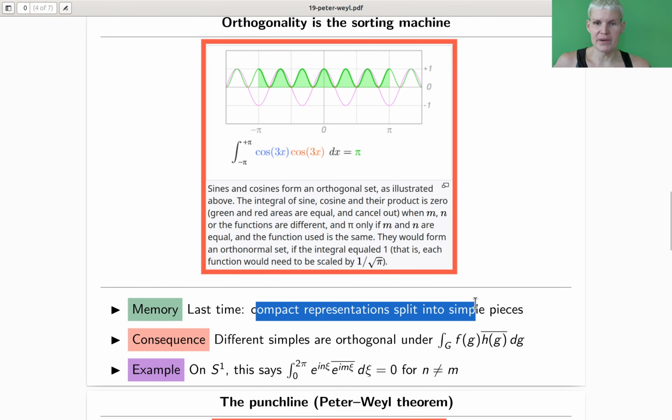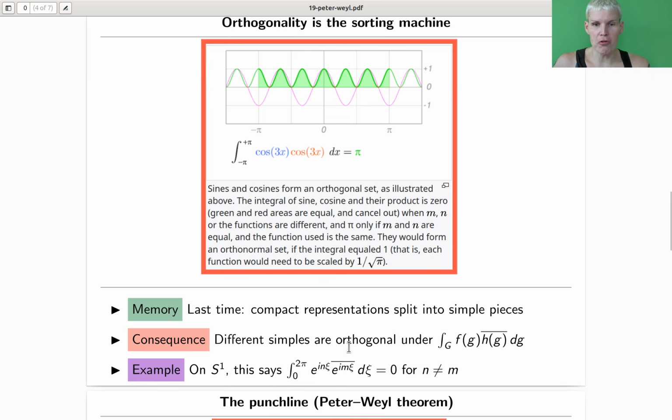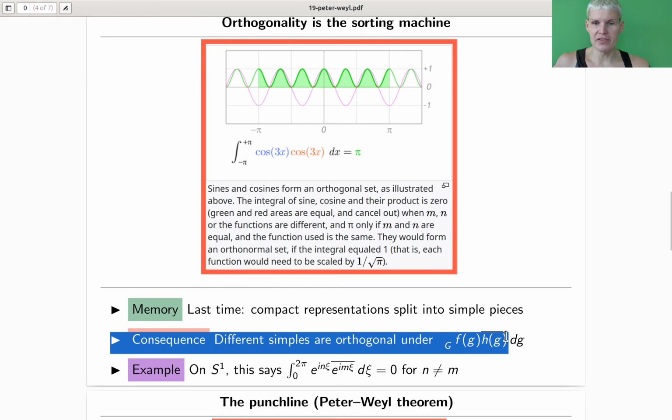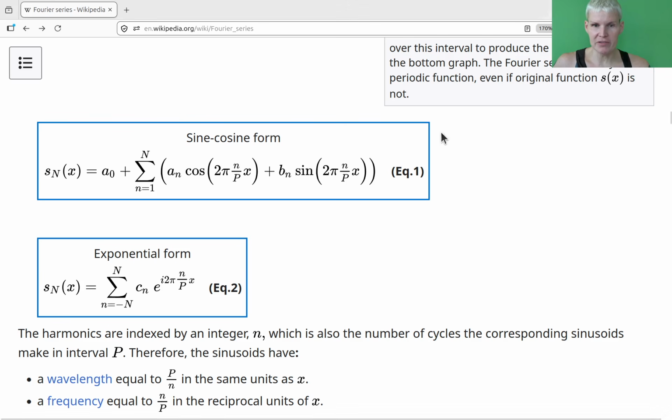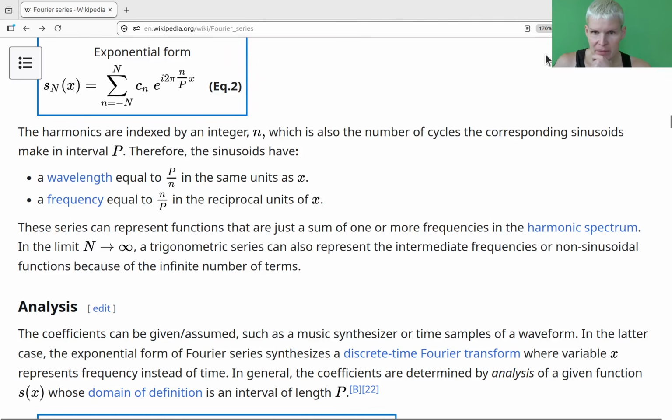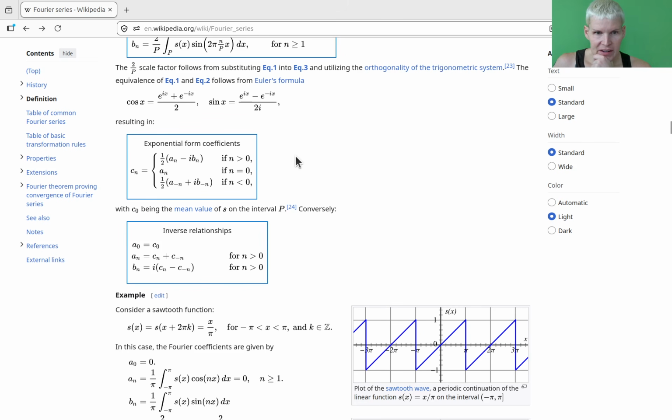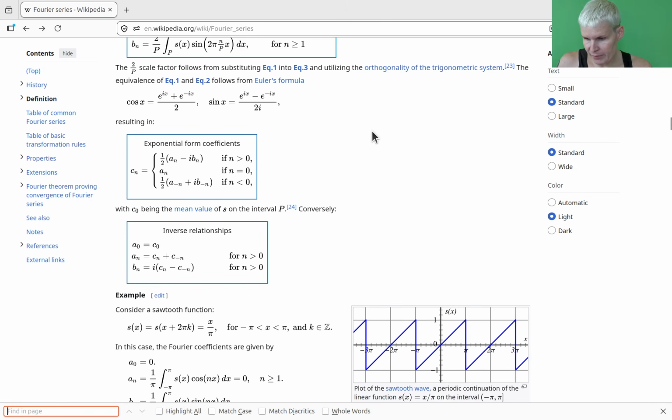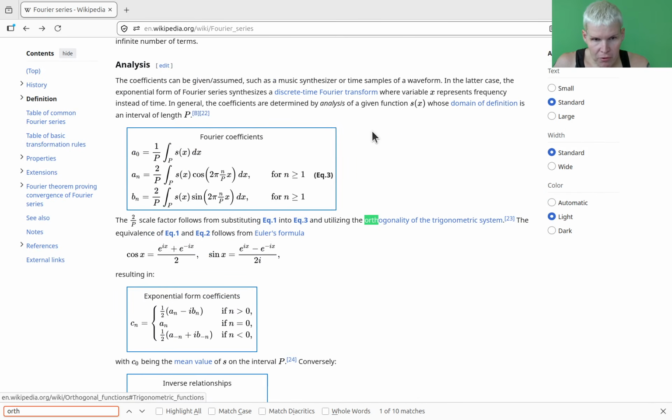Compact representations split into simples. The simples are orthogonal under the usual scalar product. Hey, that actually looks like, it should be on this page as well, but maybe I need to zoom out a little bit to find it. Maybe we can find it. Orthogonality, yeah, the usual, exactly this type.